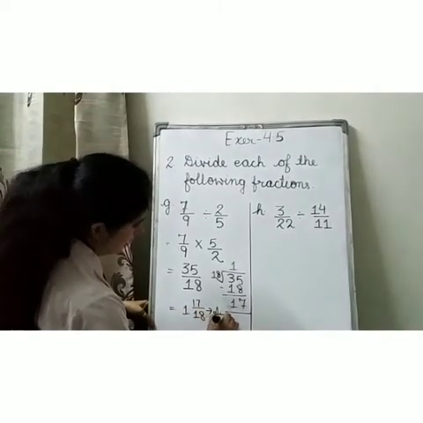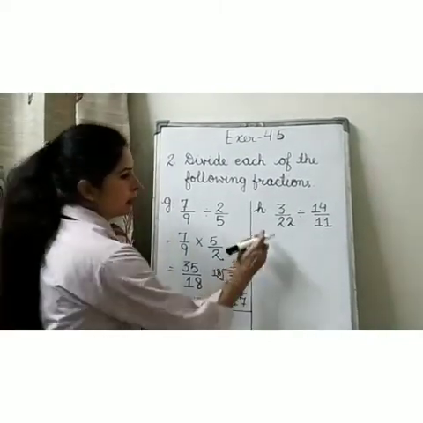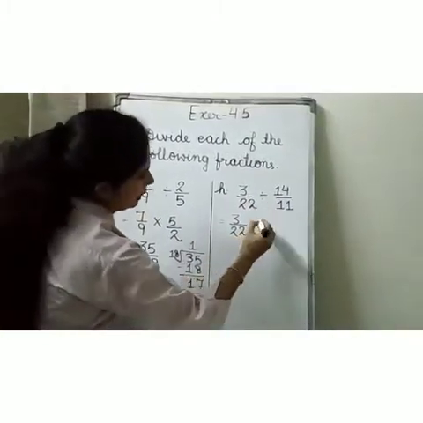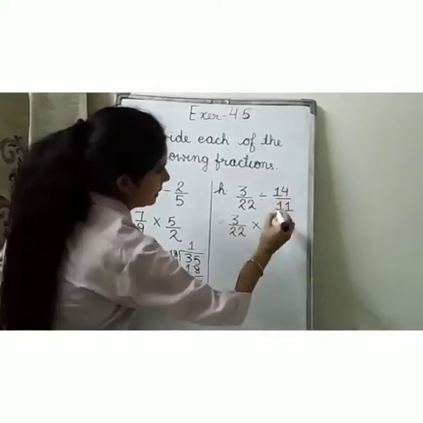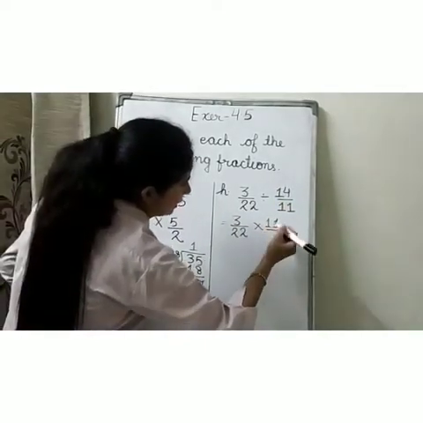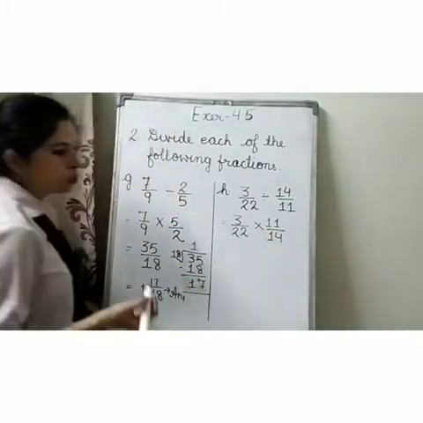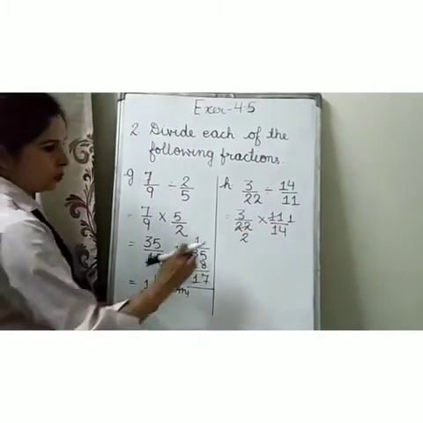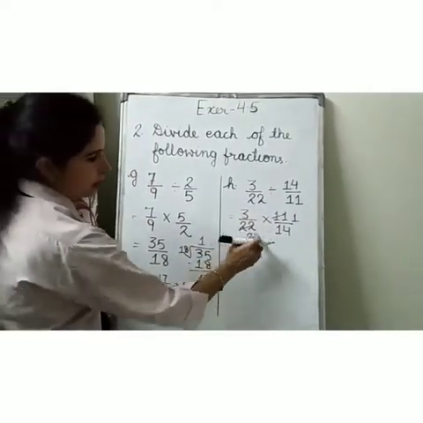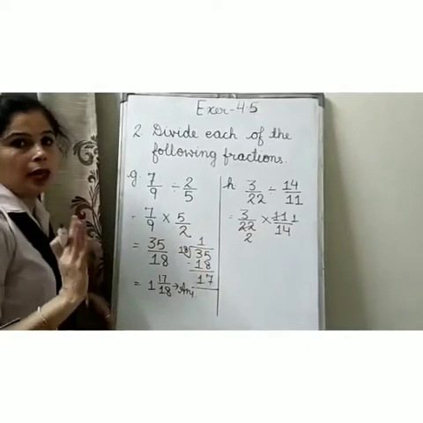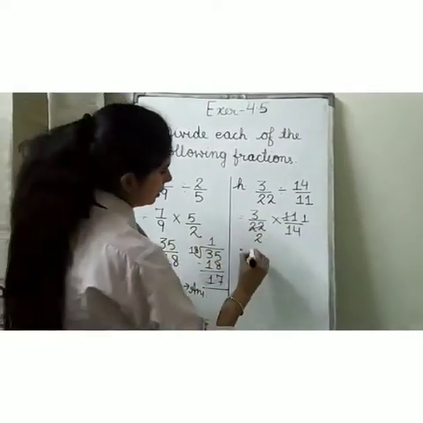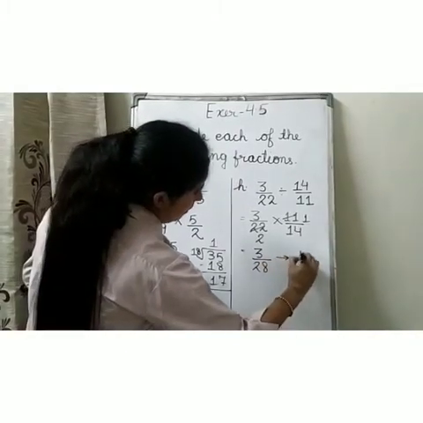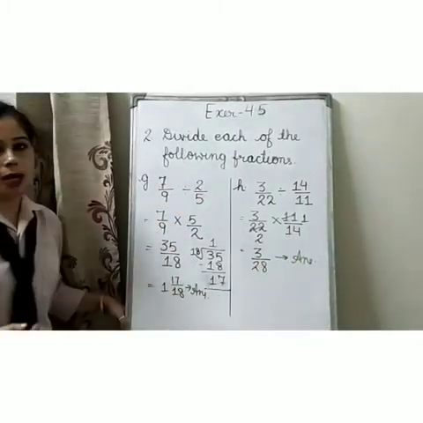That is the answer. H part is also the same. One is a proper fraction, one is improper. Write 3 over 22. Change the divide sign into multiply and the reciprocal of 14 over 11. That is 11 over 14. Now do the cutting. 11 ones are 11. 11 twos are 22. No more cuttings because both denominators can't cut. 3 ones are 3. 2 fourteens are 28. This is a proper fraction. So this will be the answer.